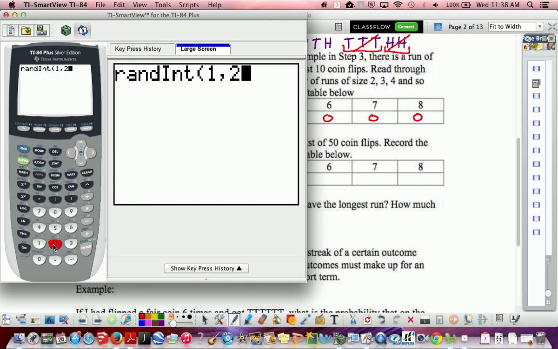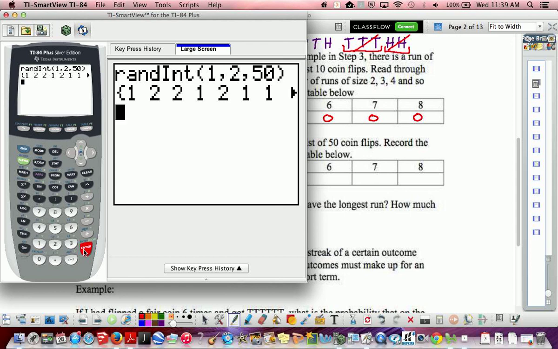And then what I can do is tell the calculator how many times I want to do it. How many times do I want to flip this coin? 50 times. So I'm going to close the parentheses. Yeah? What was the comma again? It's right above the 7, I believe. So I can go ahead and hit enter, and it will give me this string of 1s and 2s.